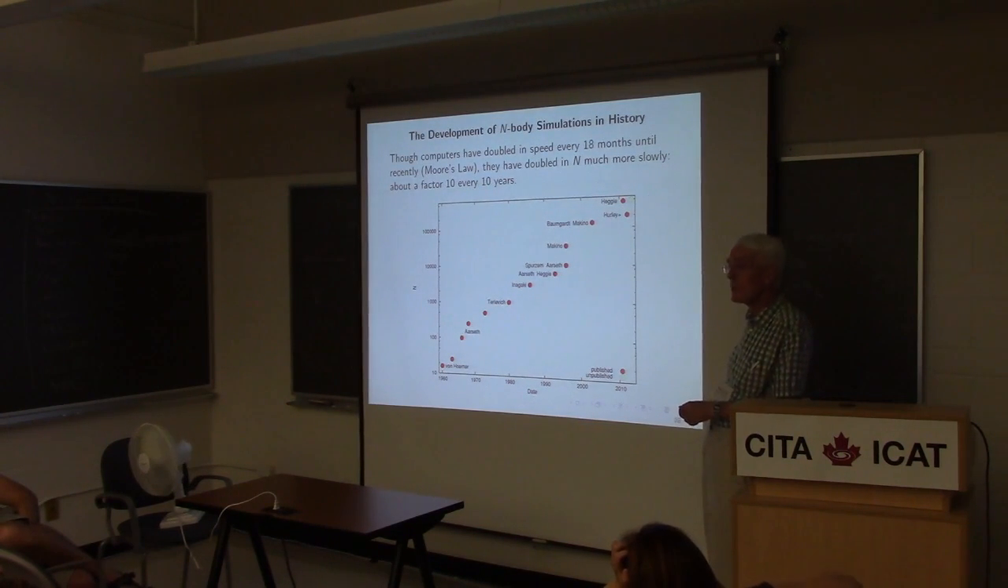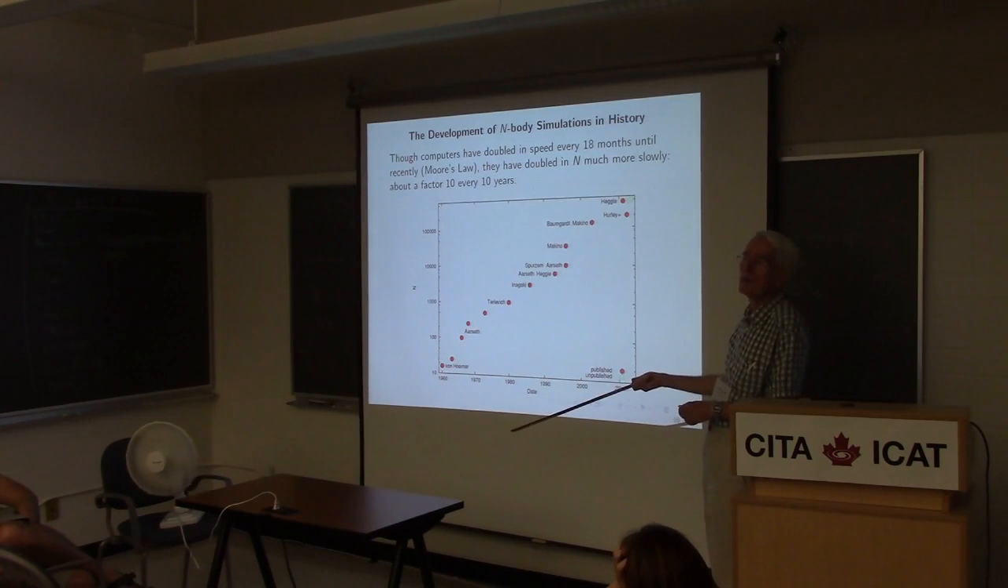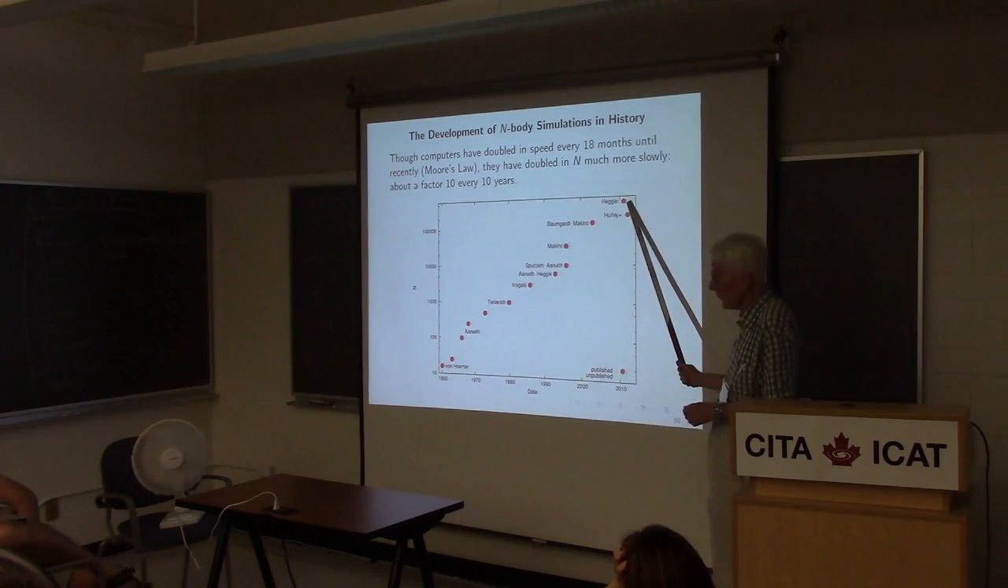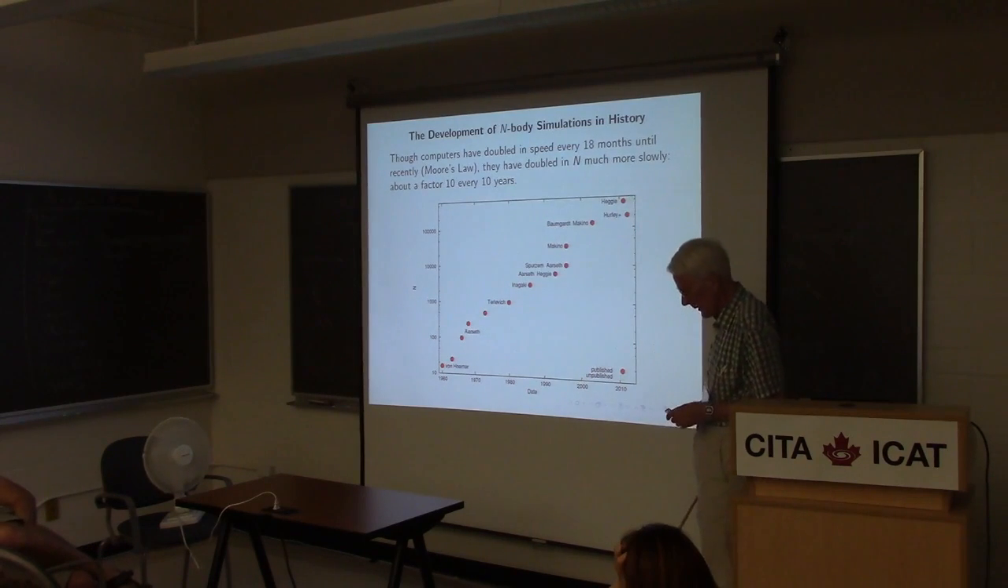Now that sounds good for star clusters, but you know, there's 47 Tuc out there, or down there somewhere, which has got 2 million particles. When are we going to be able to do 47 Tuc? And simply being able to do 500,000 particles is not enough.